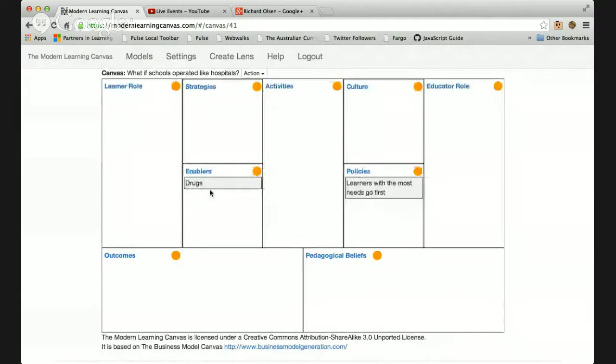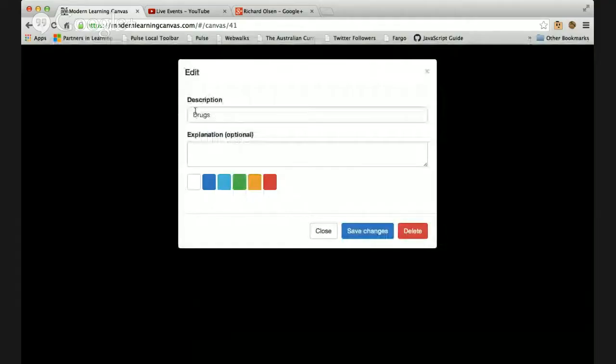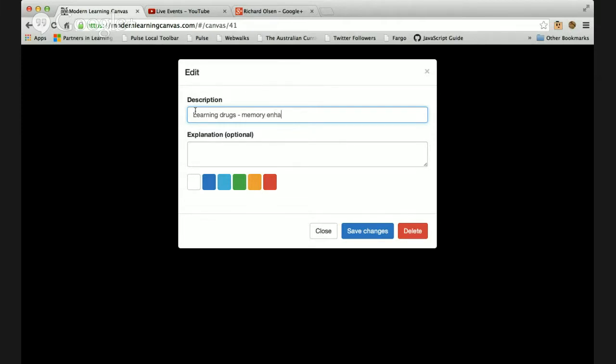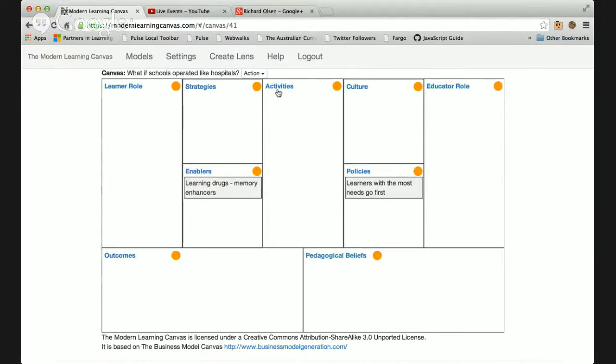Anyone else? So enablers, I mean, in hospitals it's drugs. So maybe learning drugs. Yeah, learning drugs. What would learning drugs be? Well, could they be memory enhancers? I don't know. Yeah, that's it. ADHD drugs. Mind-altering substances. Ritalin. Okay. What about the activities?